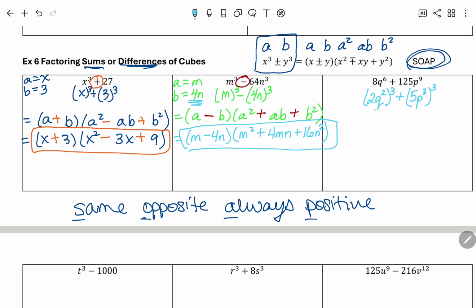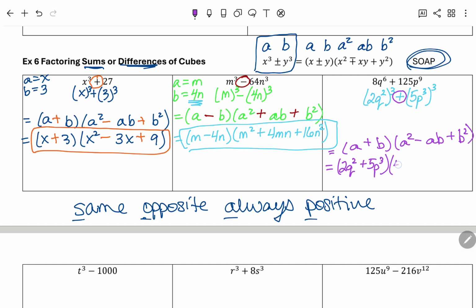Okay, so now I have figured out my A and my B. So writing in our answer, remember, until you get better at it, I like to write it out, okay? A, B, A squared, A, B, B squared. And then for our signs, it's SOAP. Same, opposite, always positive. This is an addition problem, so I need the same, then I need the opposite, and then I need always positive. So I need A plus B.